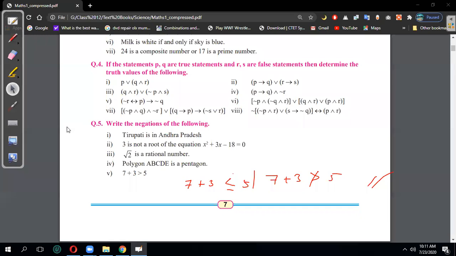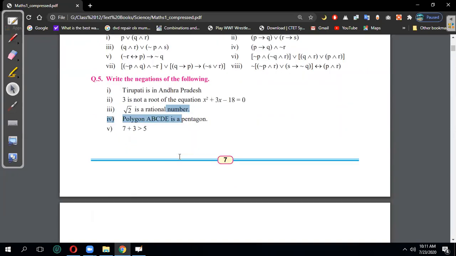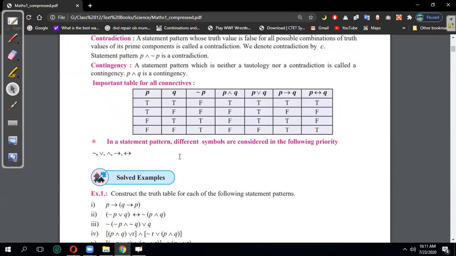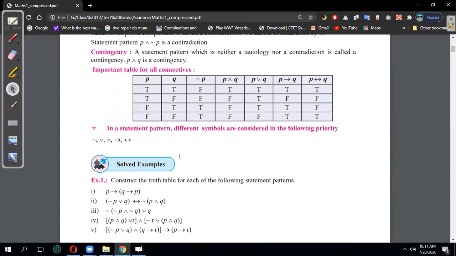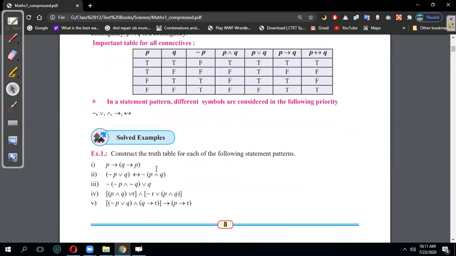Yes sir. Very good. Okay, now the important part starts from here, and you can easily expect that in board questions, higher chances are that the question will arrive from here. For example, there is a solved example. It says construct the truth table for each of the following statements. You have to write the truth table of the following. So how can you write the truth table of the following?